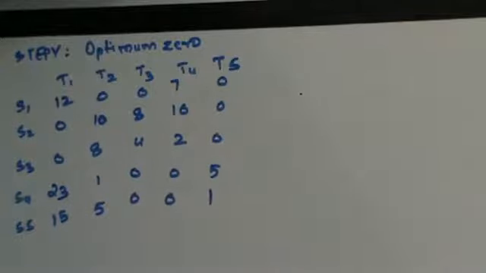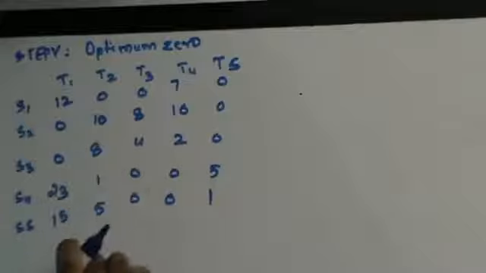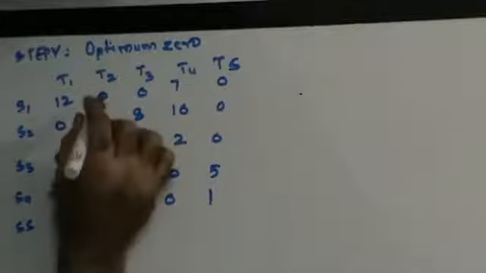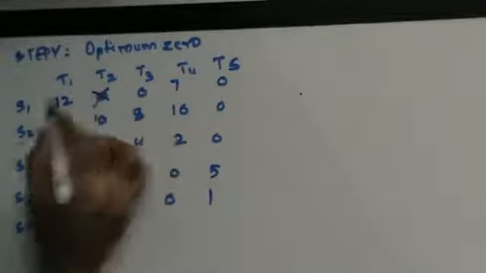Right? Now I need to find out optimum zeros. What is optimum zero? Optimum zero is the zero which is the only zero in that particular row or in that particular column. Let's try to see this: 3 zeros, 2 zeros, 2 zeros, 2 zeros, 2 zeros, 2 zeros, 1 zero. Right? That means this becomes one of my optimum zero.